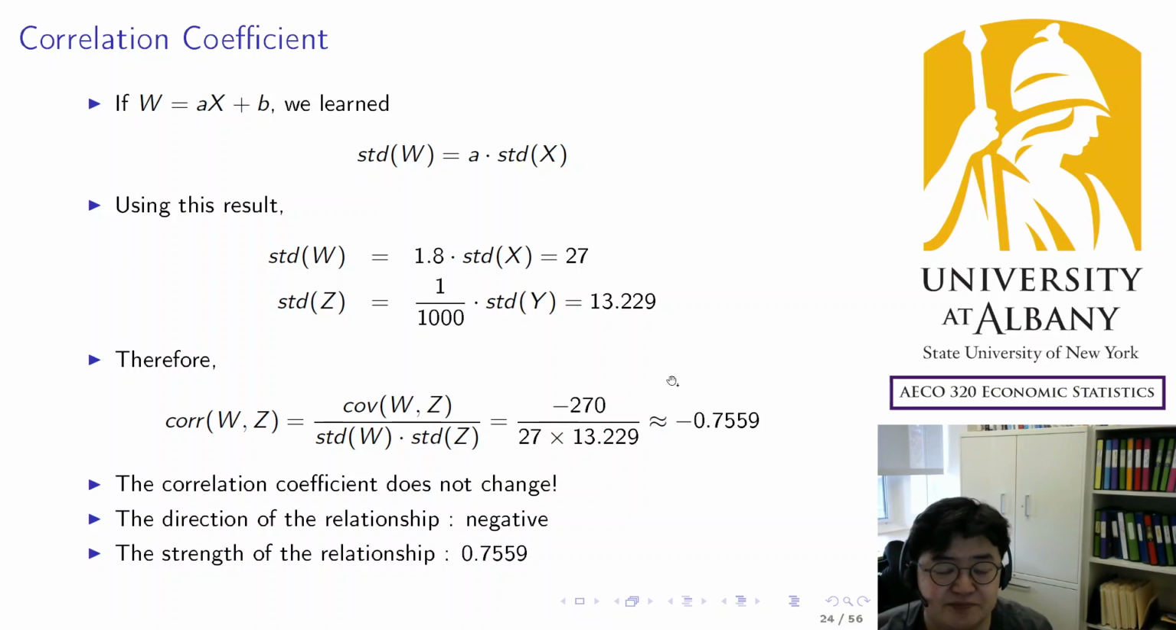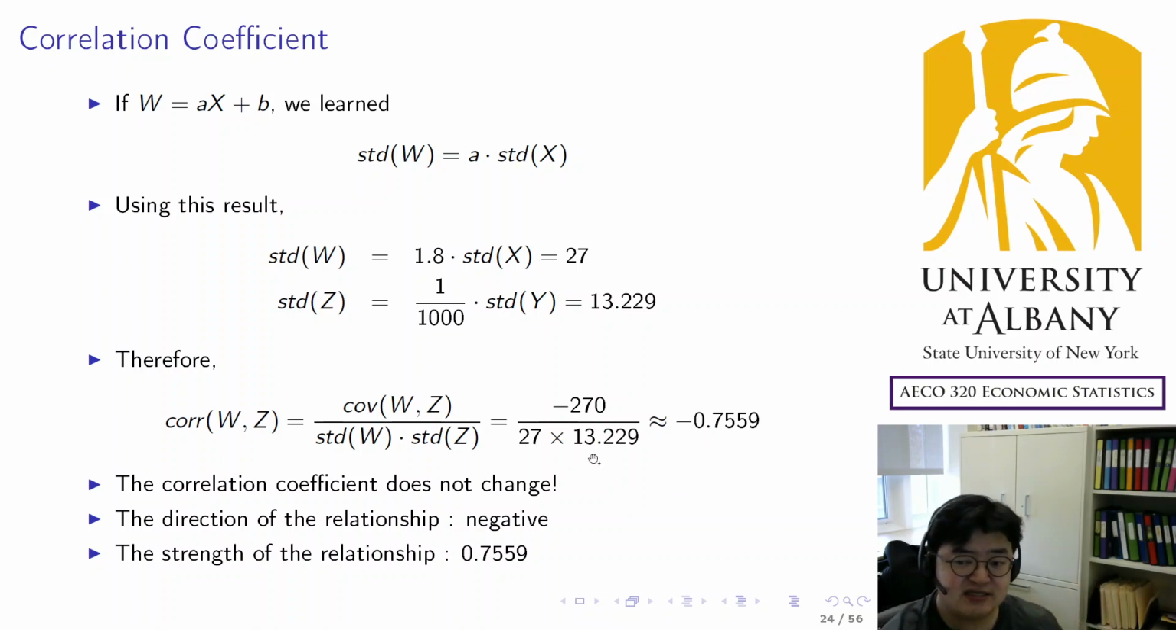By the way, even without doing this, it is clear. In the standard deviation of W, 1.8 is multiplied. In the standard deviation of Z, 1 over 1000 is multiplied. And these two are multiplied at the same time in the covariance, so it will be cancelled out. So in the end, you are going to get the same correlation coefficient. The same numbers in the linear transformation will be multiplied in the numerator and denominator, so there will be no change in the correlation coefficient.